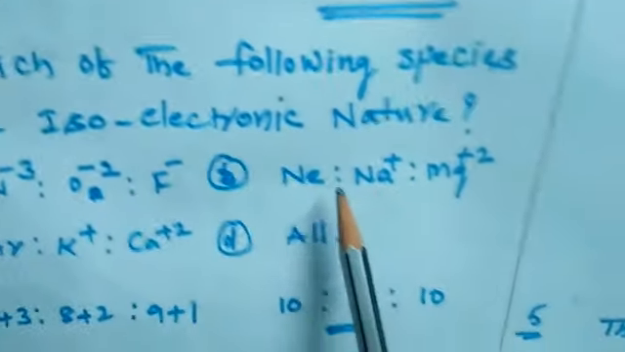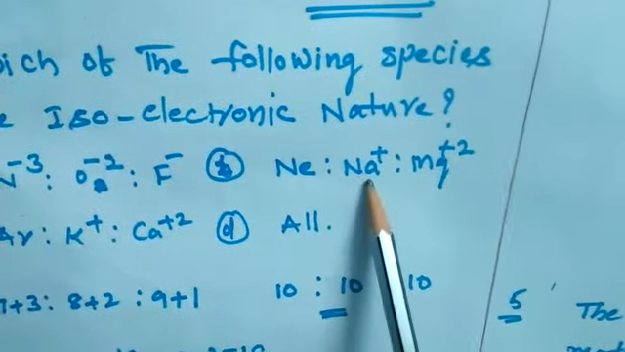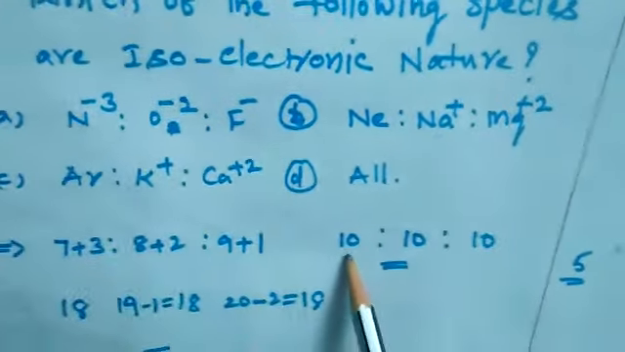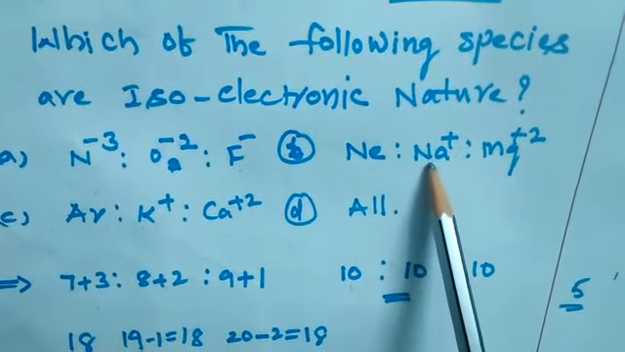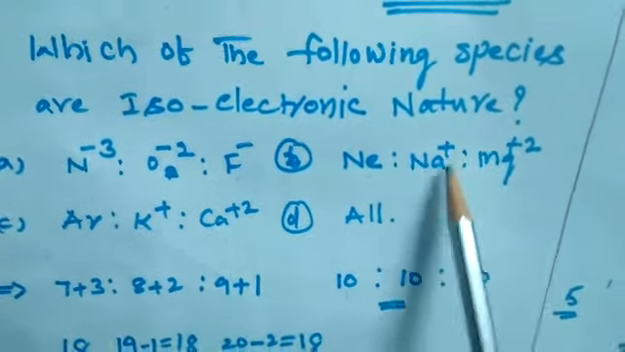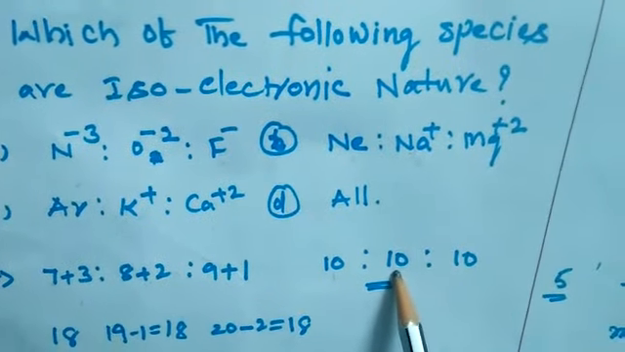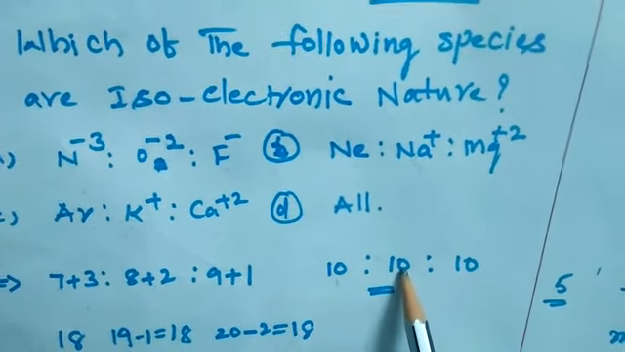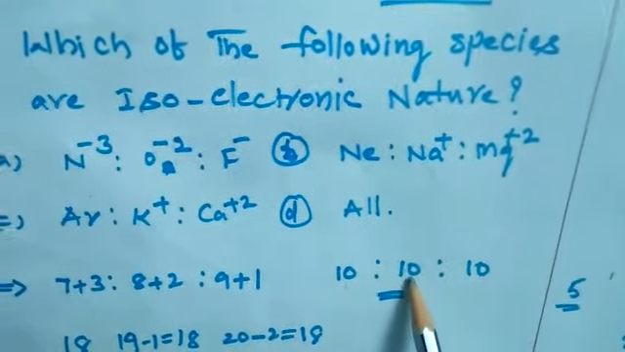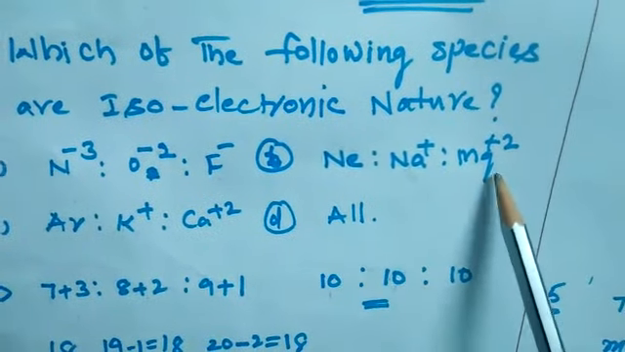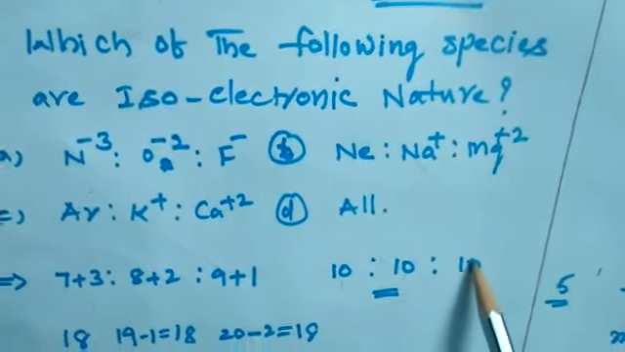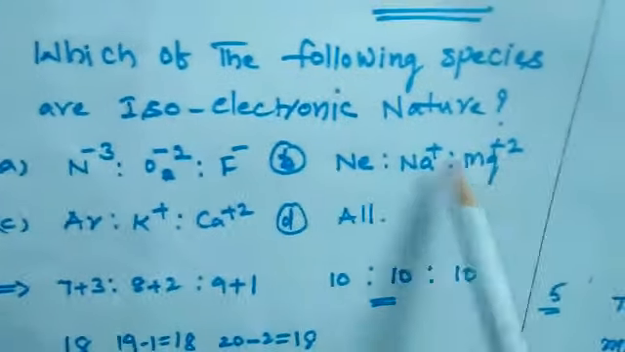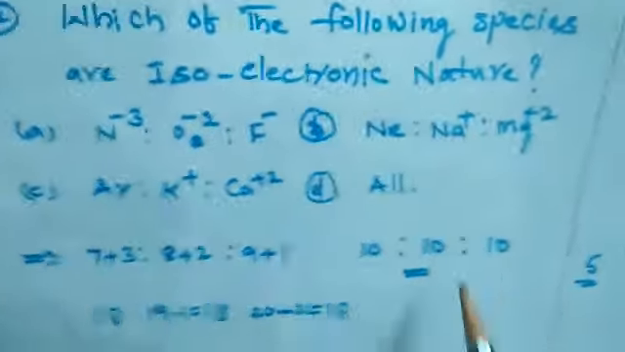Then look here. Neon, Na plus, magnesium plus 2. Sodium atomic number is 11, but it loses 1 electron, so 11 minus 1 is equal to 10. And magnesium atomic number is 12. It loses 2 electrons. It means 12 minus 2 is equal to 10. These species also have the same number of electrons.